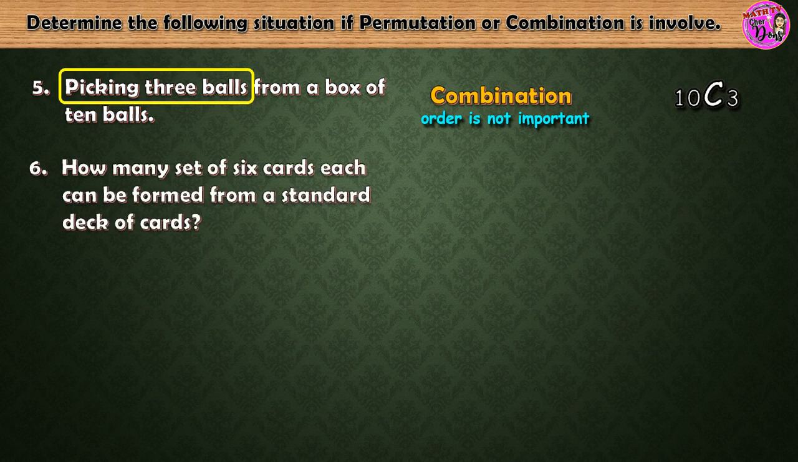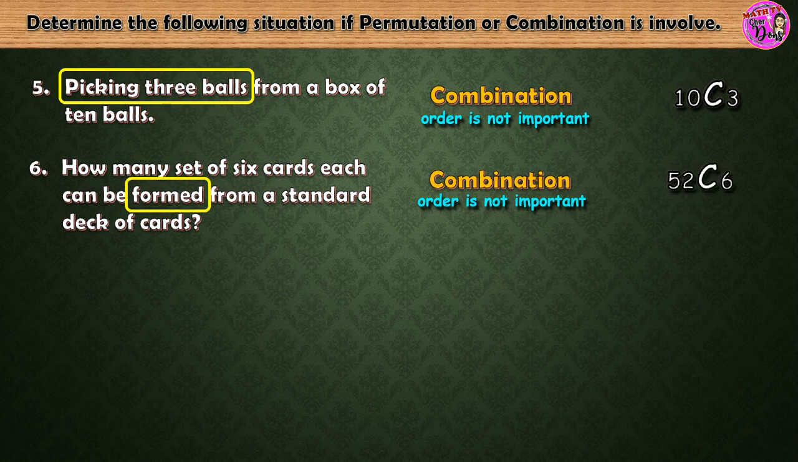Number 6, how many sets of 6 cards each can be formed from a standard deck of cards? The keyword used is formed. Changing the order of 6 cards doesn't create a new group. Order is not important. The question involves combination. It can be solved as combination of 52 objects taken 6 at a time.